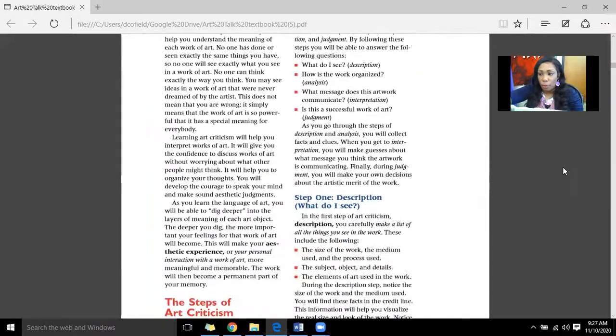When you describe, you're asking yourself, what do I see? Then, how's the work organized, which is analyzing. Then, what message does this artwork communicate? That is interpretation. And then we see judging: is the work of art successful? Okay. So that is what we looked at, and those are the steps of art criticism. That's what we use when we evaluate works of art to see if they're successful or not.